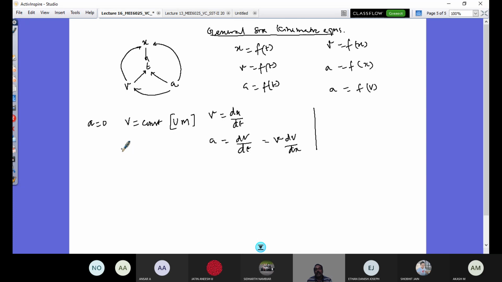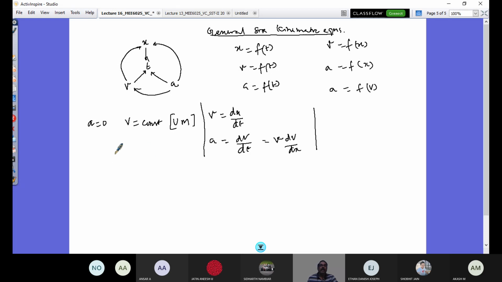The answer is yes, it is only when it is in a straight line. No, when it is in curvilinear motion, it is not static condition. You will have lateral acceleration, centripetal acceleration. That's the answer you should give. That's a typical interview question.